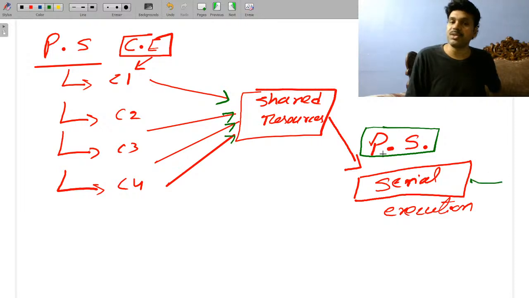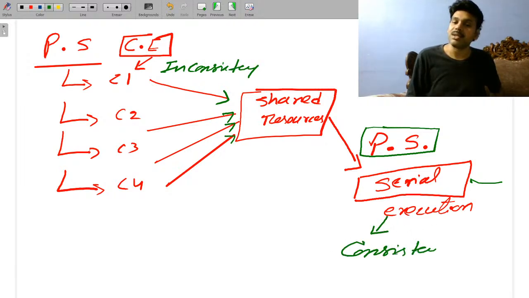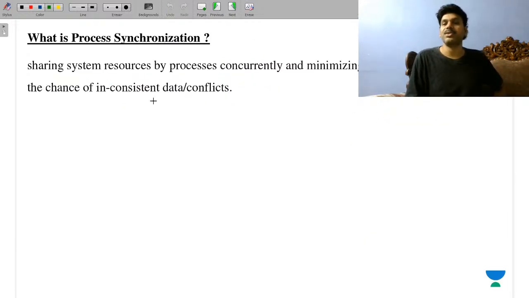Concurrent execution will give you inconsistency, as we learned, and you are trying to convert it into serial execution because of what? Consistency. So from inconsistency mode we are trying to put it into consistent mode. That is the duty of process synchronization. So let us see what process synchronization is.